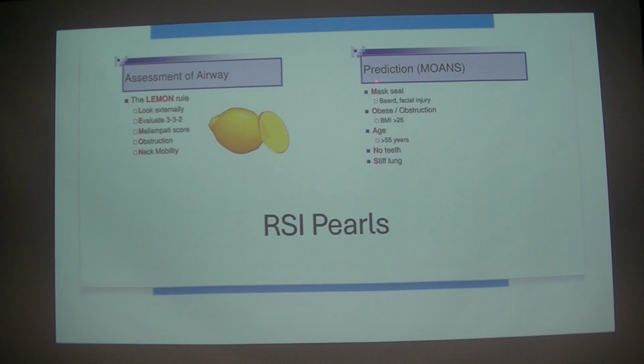MOANS. Are we going to have trouble getting a mask seal? Do they have a beard or a facial injury? Obesity or obstruction. So a body mass index greater than 26. Age greater than 55. No teeth or stiff lungs. Do they have pulmonary fibrosis?